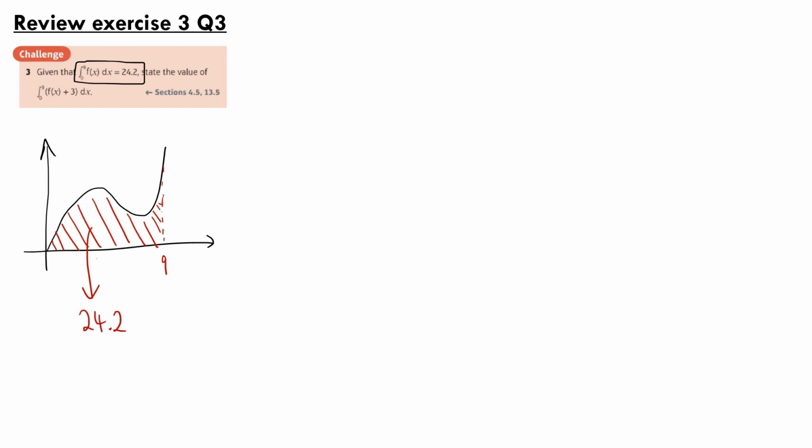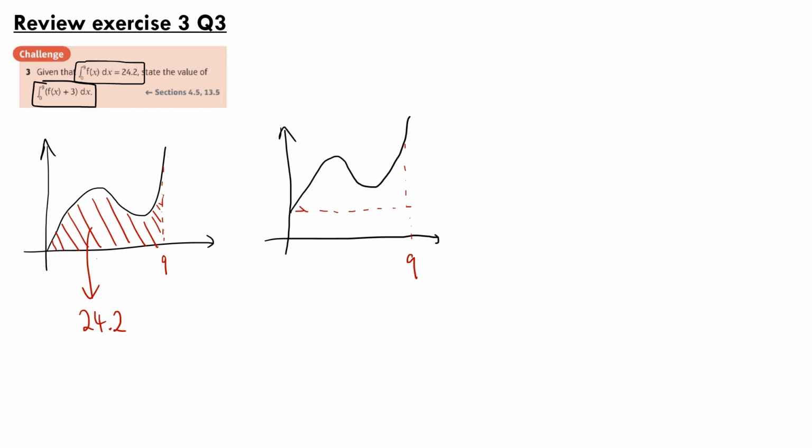Okay, now if we imagine what the integral that they're asking for looks like, so f of x plus 3, then the graph of f of x will just be translated upwards by 3 units. So instead it will look something like this, where everything's moved up by 3. So the point 9 is still in the same place here, and our area from before is still here.